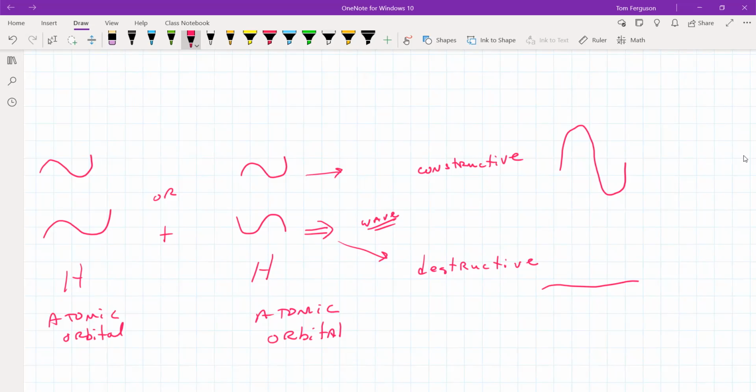Now, when two atoms come together, they each have their own wave orbital. As they're coming together, we get the constructive and destructive wave formed as the molecular orbital. The molecular orbital has wave properties. The atomic orbitals have wave properties. So two waves come together, they form two new waves, constructive and destructive.